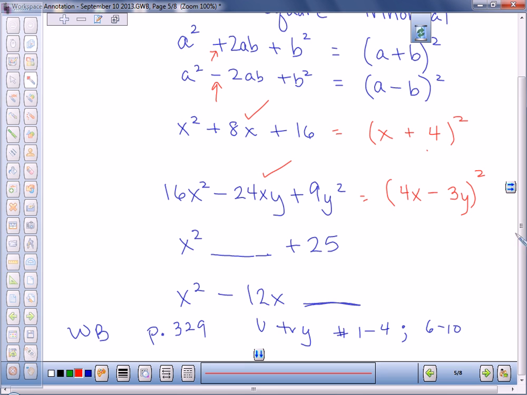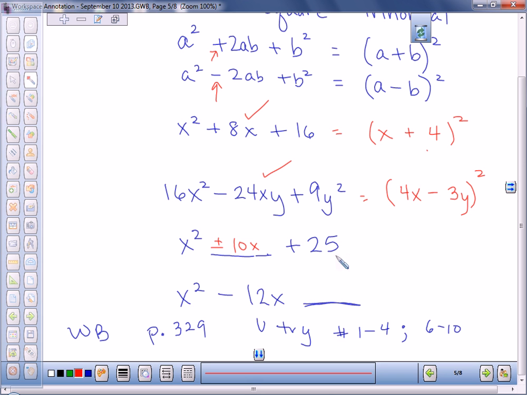Now, this one is a perfect square trinomial that's missing the middle term. What are the possibilities for the middle term? 10x and negative 10x. Excellent. Very good. So you say, the square root of 25 is 5. If I double that, it would be 10x, or negative 10x.